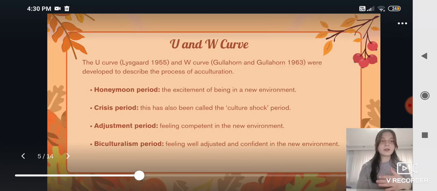But with time, we are getting to know the environment, we are getting to know the people, but at first we are having a cultural shock, and this period is called the crisis period. But again, with time, we are trying to adapt to the culture, getting to know the people, and this period is called the adjustment period. As the last period, we have the biculturalism period, which is feeling well adjusted and confident in the new environment. Like this is the end of our adapting process.